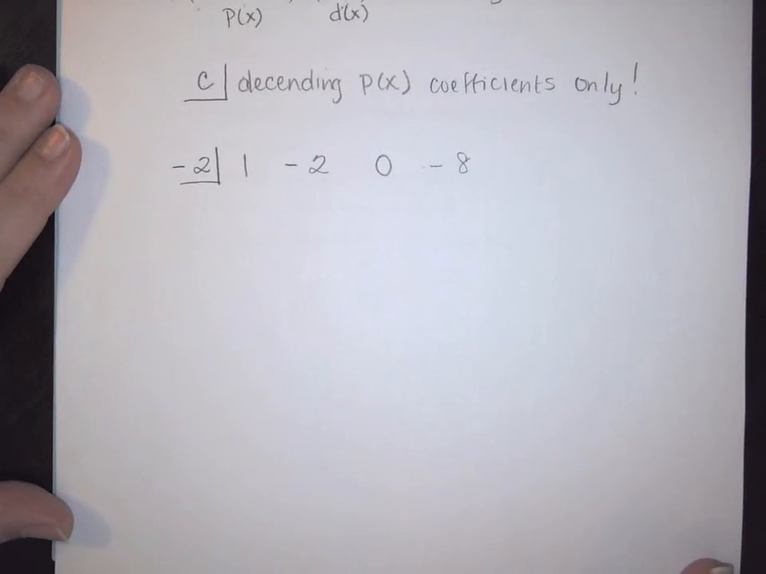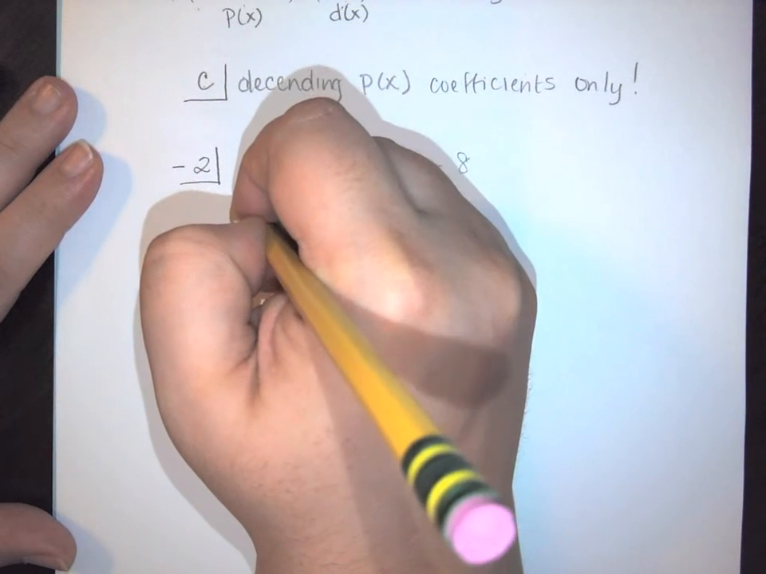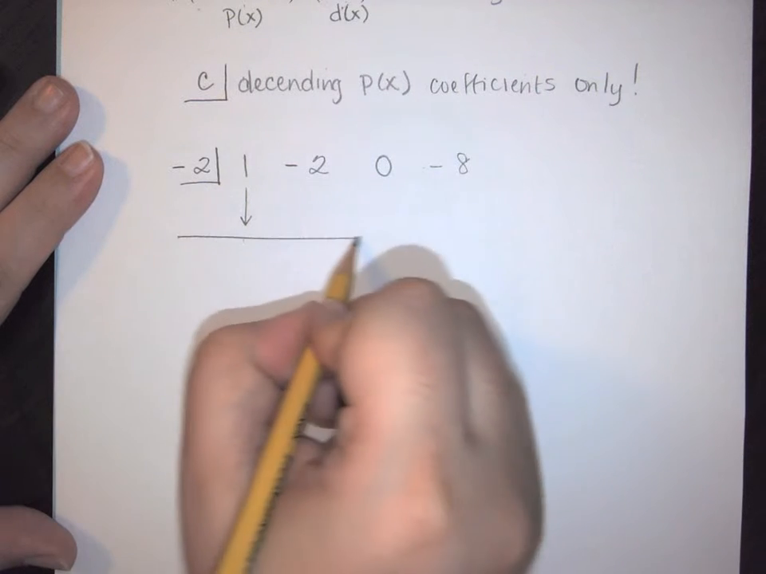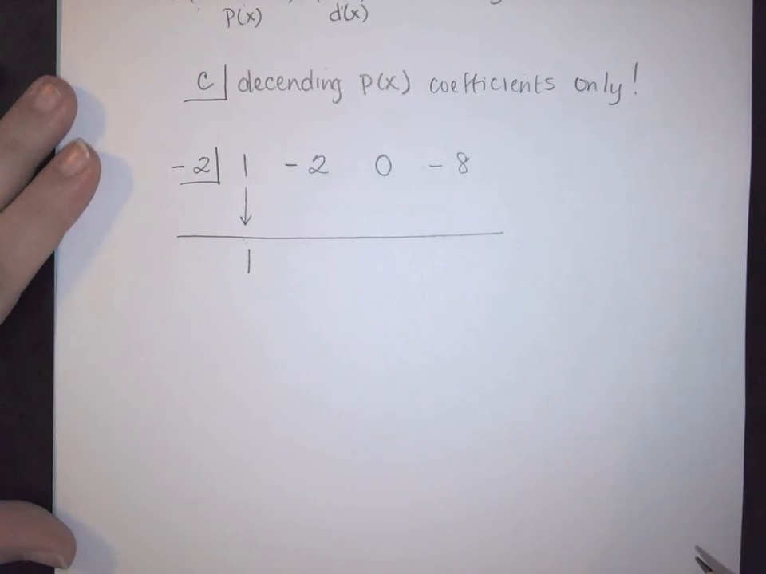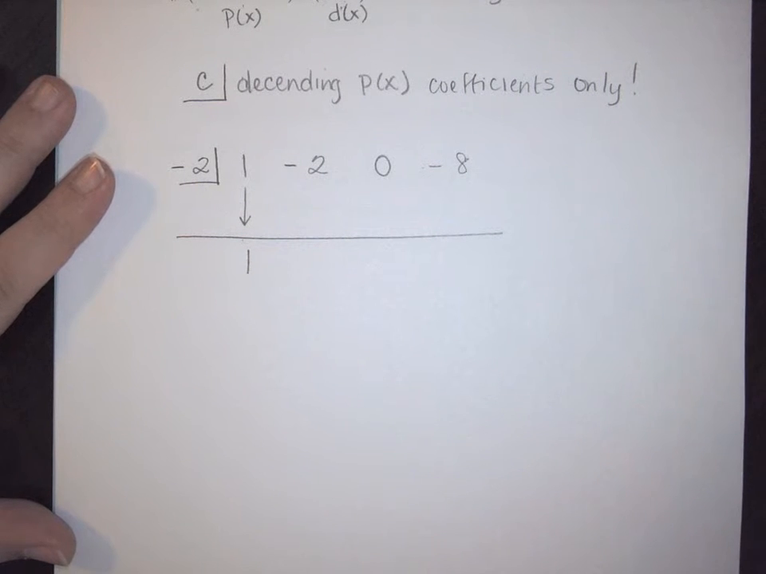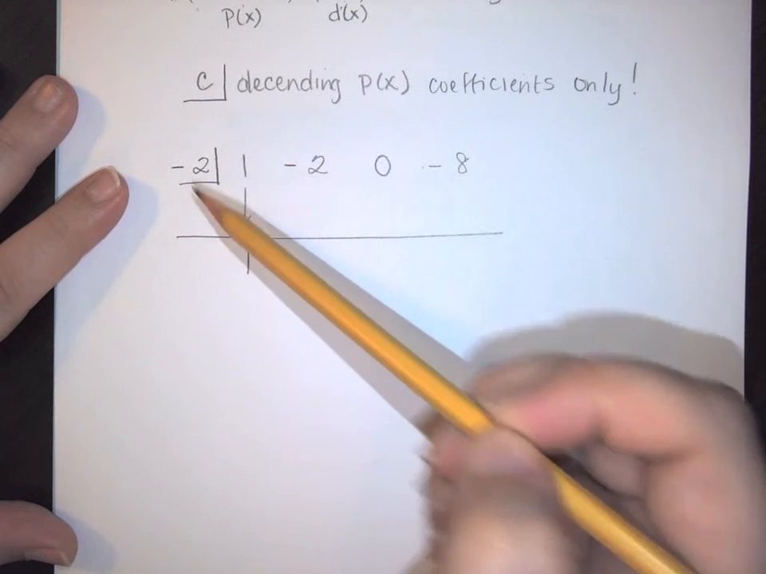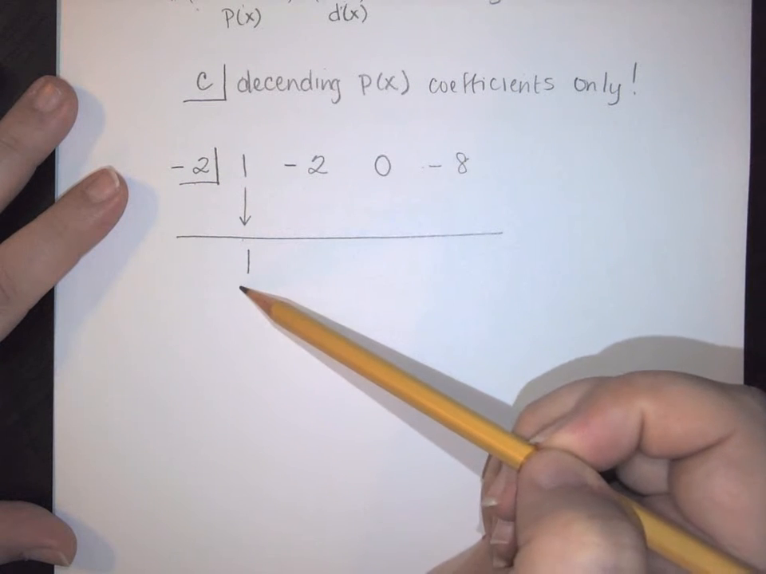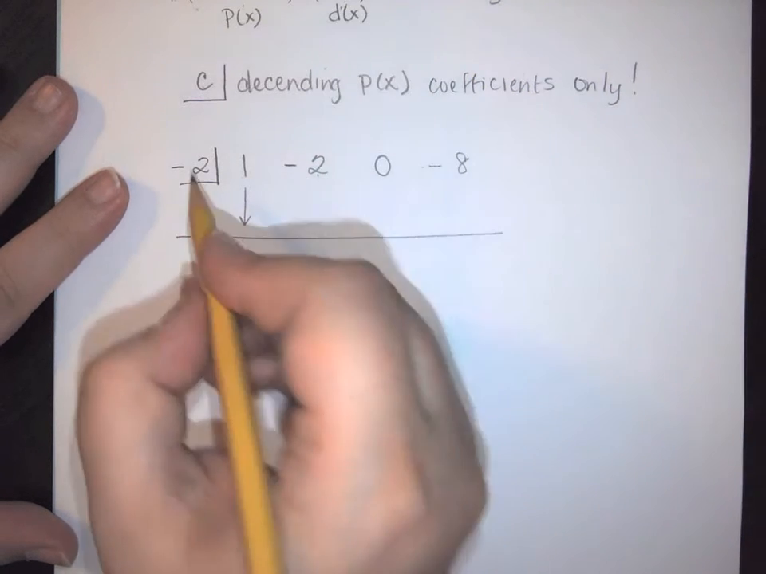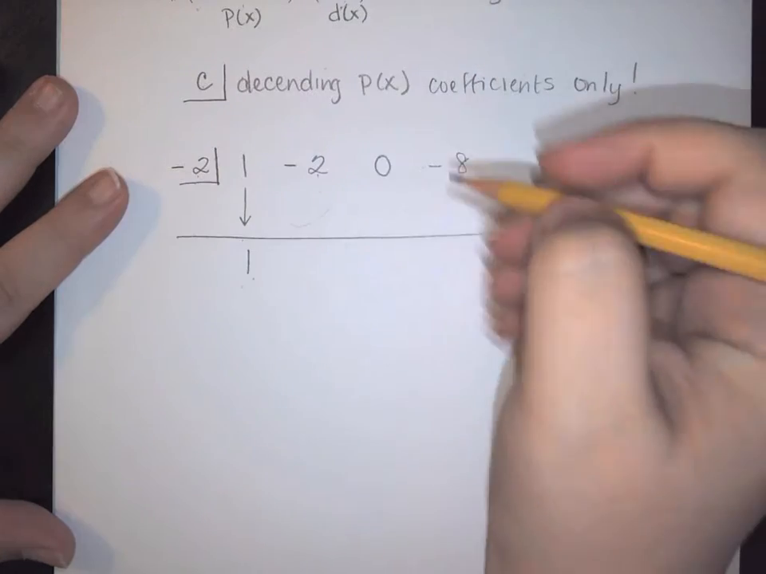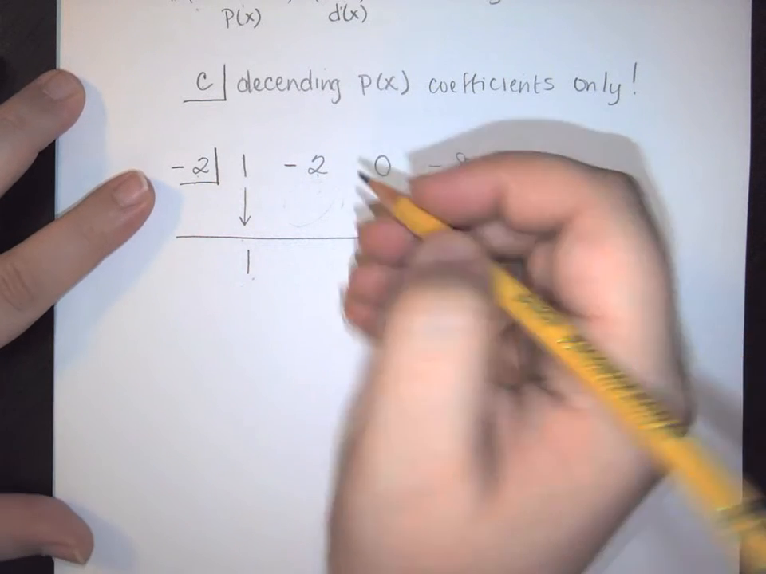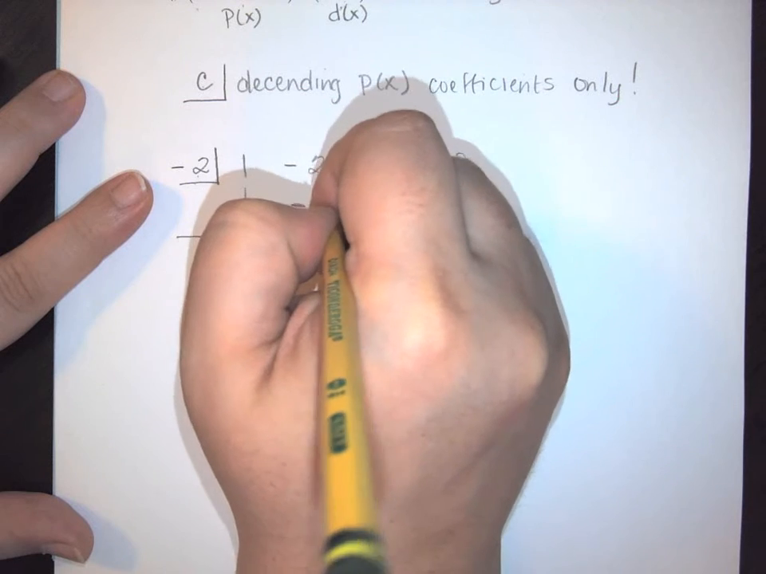Now how do we get started? The first thing you have to do is drop down your first term, and this is going to start your new polynomial. The way that it works is this: you do box times the bottom and put it underneath the next term. So I have negative 2 times 1, which is a negative 2.